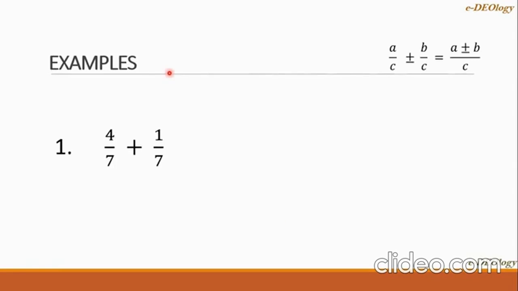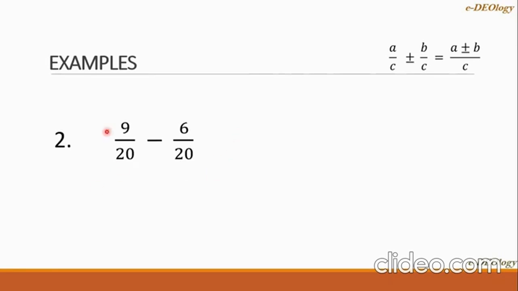Let's see some examples. First example, 4 over 7 plus 1 over 7 equals 5 over 7. We simply added the 4 and 1 into 5, so 7 is the common denominator, so we simply copy that. The final answer, 5 over 7.